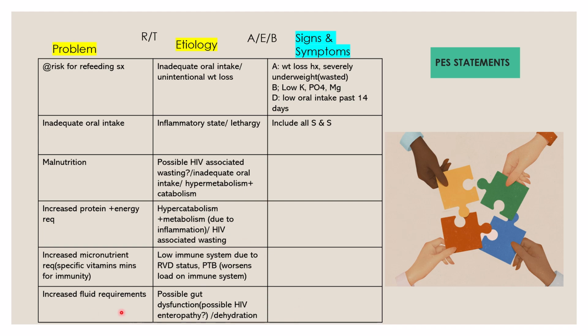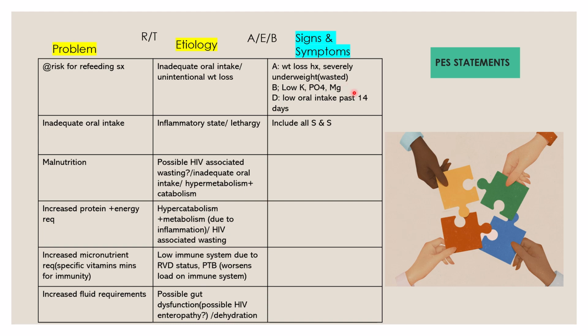So with the fluid requirements, I said possible gut dysfunction, okay, possible HIV enteropathy because the gut is not absorbing all of the nutrients or the water and things like that because of the flattening of the villi. So that's why we have diarrhea. And also, I've put a dash or slash dehydration, the signs and symptoms in terms of having diarrhea for 14 days, or the indicator there, the poor skin turgor, things like that. So it needs to make sense. That's the main point, okay?